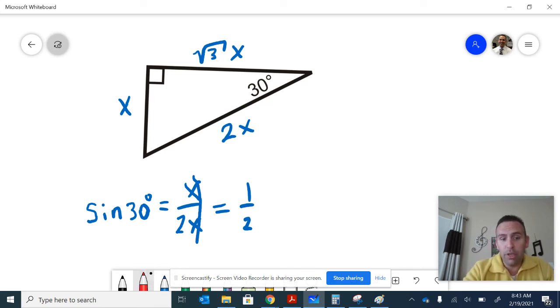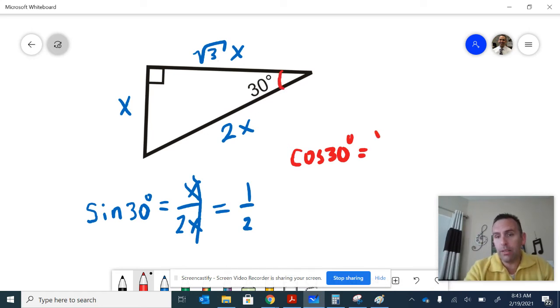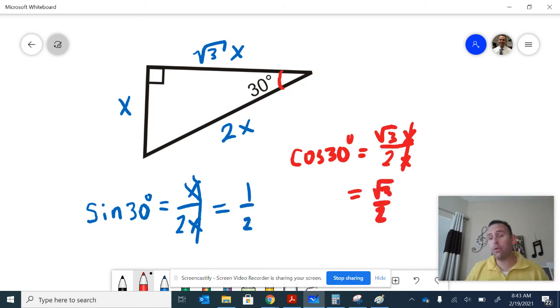And that would be true for the cosine as well and the tangent. If you wanted the cosine of 30 degrees, you would use the adjacent side to this. The side that's next to it is square root 3 times x, and the hypotenuse is 2x. If you simplify it again, you would figure out that the cosine of 30 degrees is square root 3 over 2. Now, if you were to use a calculator, you could figure out exactly those values.